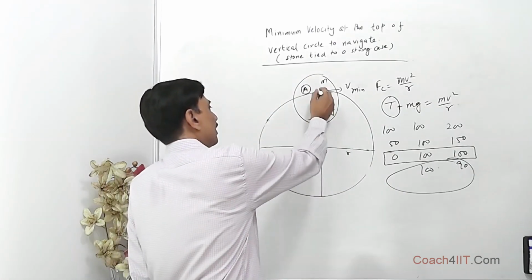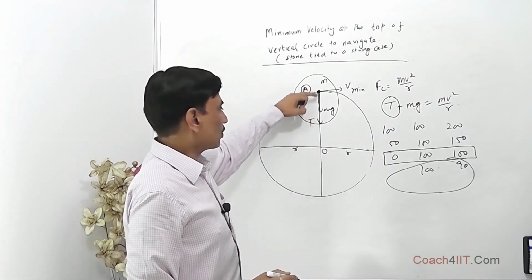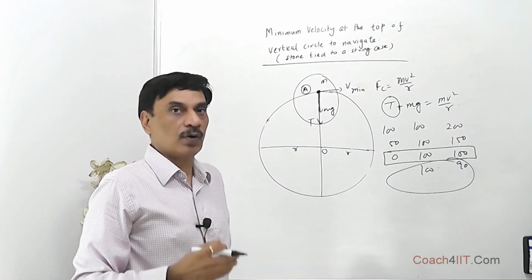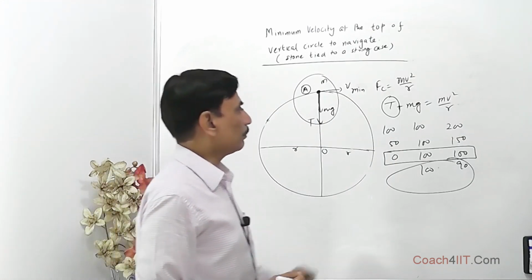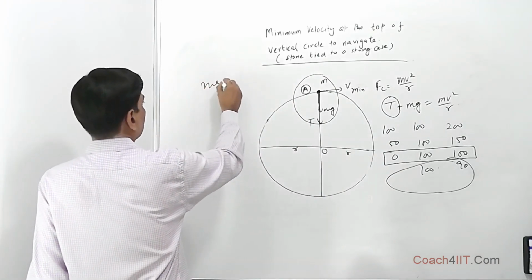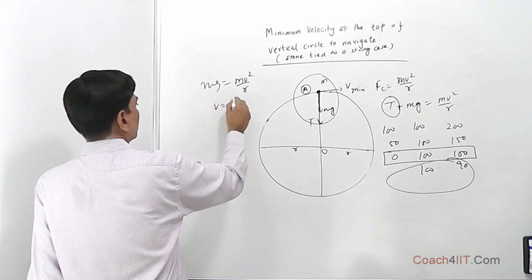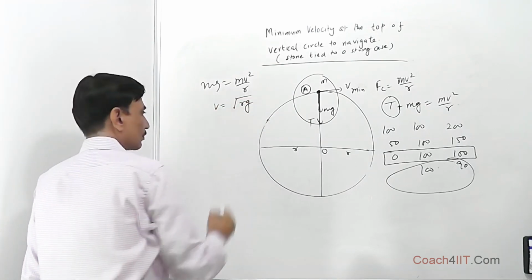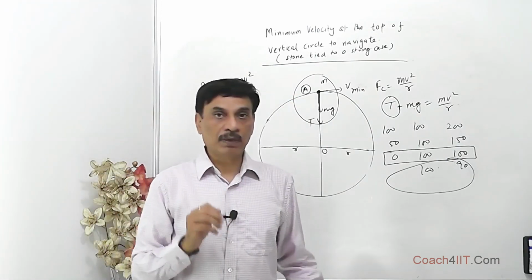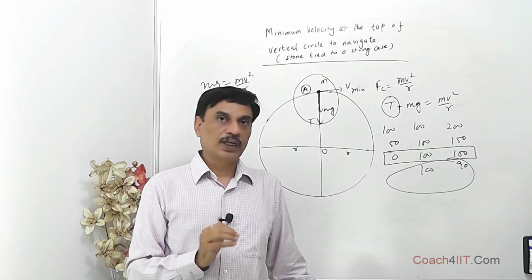If it just navigates this circle, then the tension in the string when it is at the topmost position should be equal to 0. That is, the whole centripetal force is being provided by the weight of the body. That is, we say mg meets the requirement, mv square upon r. So v is equal to under root rg.